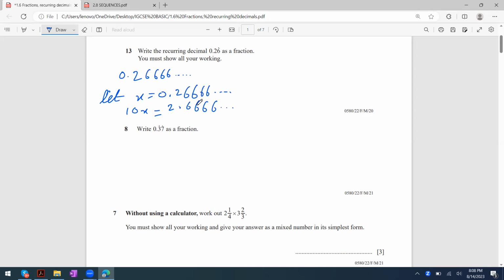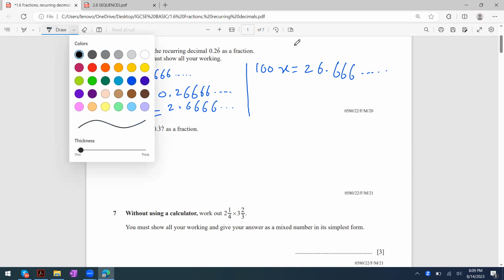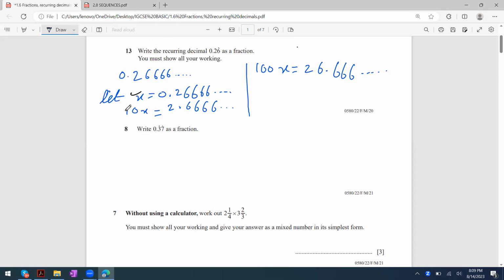If we subtract 10x from x, like this equation from the top one, this repeating part is not going to cancel. Let's try also 100x. Means multiply x with 100 and the right side also. 100x is 26.666 and so on. Okay, we have created three numbers. One is x, one is 10x, one is 100x. Okay, so far clear, no problem.